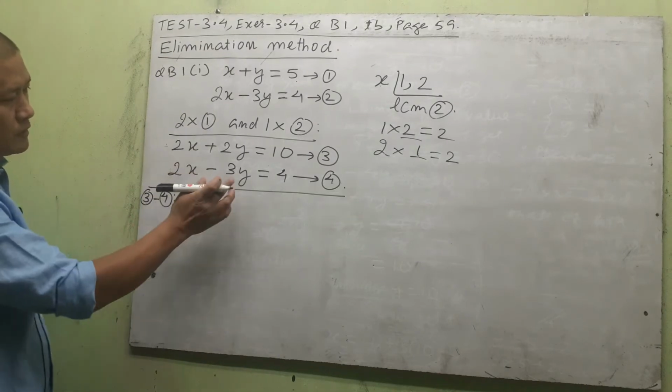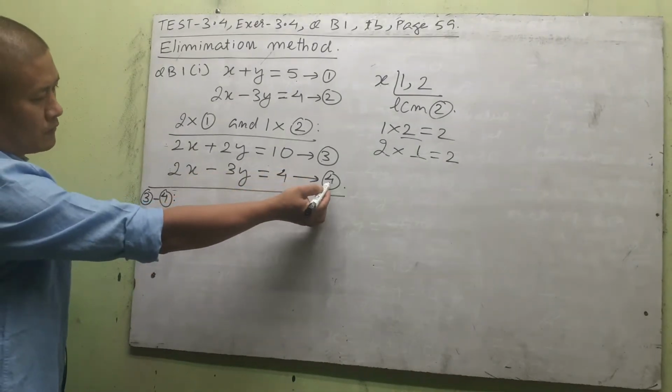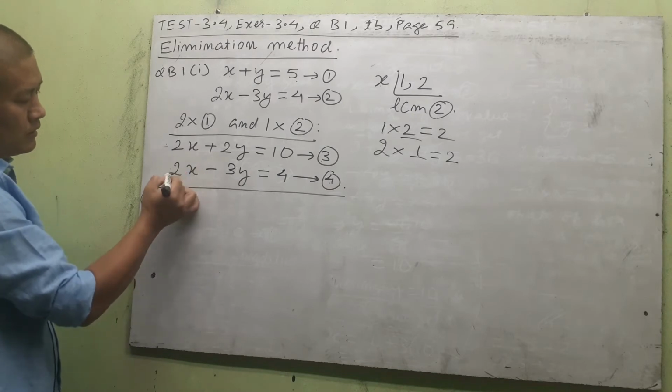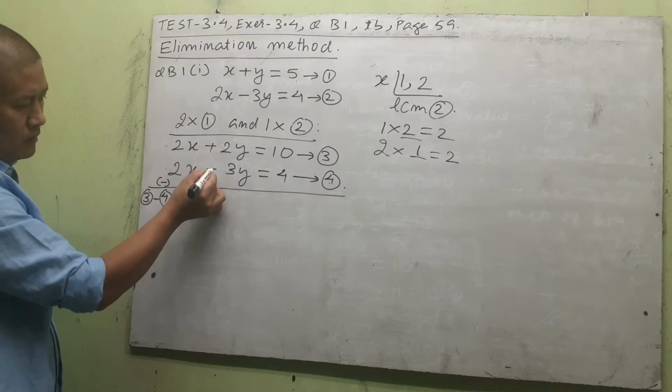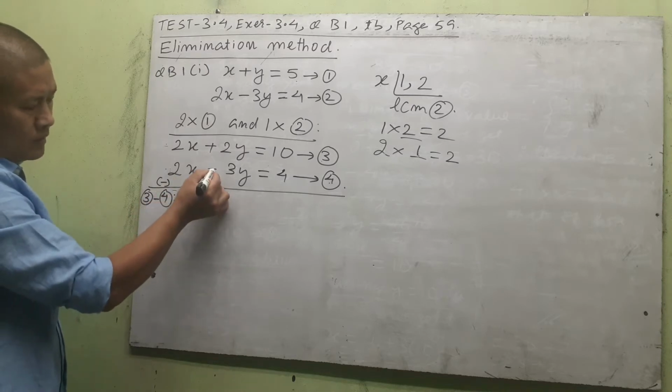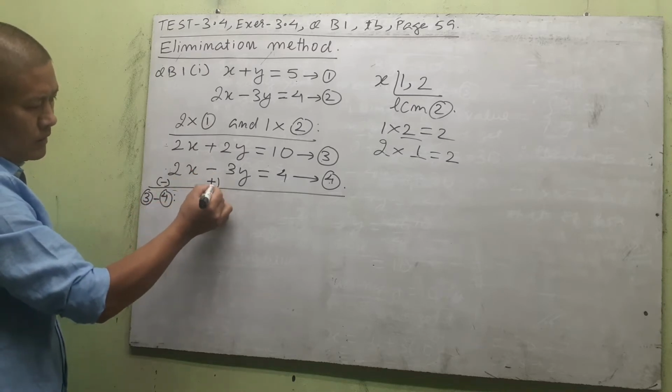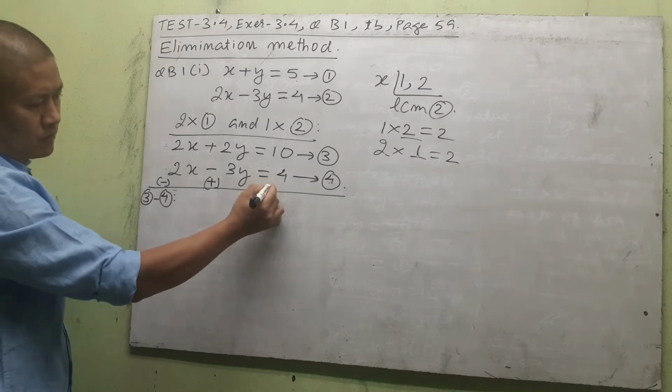3 minus 4 means equation 3 minus equation 4. Here, if it is plus, the sign will change to minus. If this is minus, it will change to plus. This is plus now, so it will change to minus.